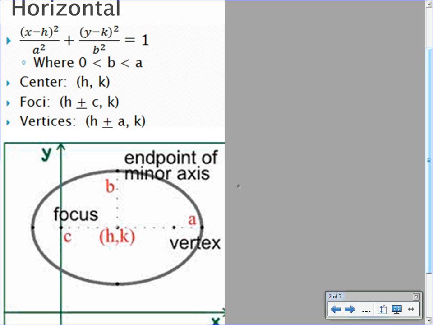Now notice how, first of all, x and y are on the same side. Second of all, x and y are both being squared. And what sign is in between our squared binomials? Addition.